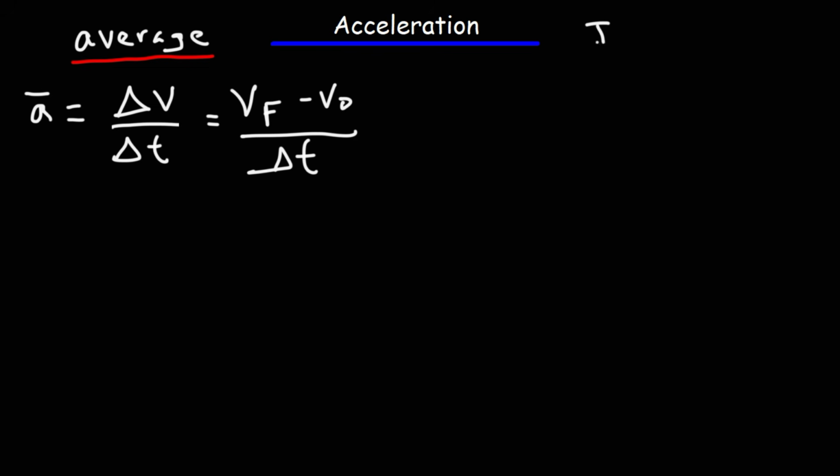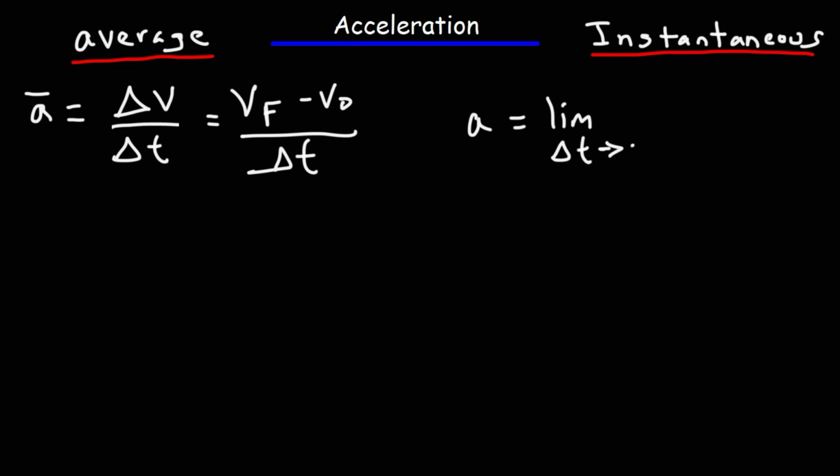Now let's talk about the instantaneous acceleration, which tells you the acceleration at any instant in time. The instantaneous acceleration can be found using limits. It's the limit as delta t approaches zero in this formula, change in v over change in t. So acceleration is the rate at which velocity changes. It's the change in velocity over the change in time.